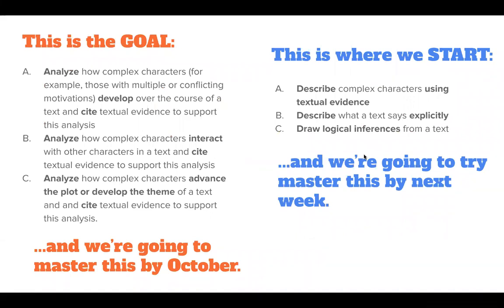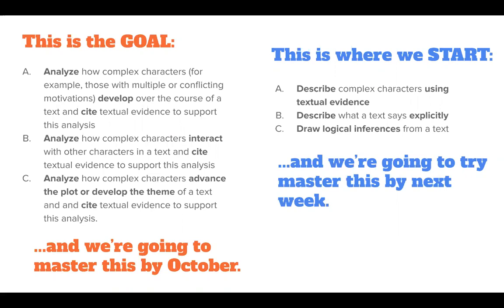We need to analyze complex characters, for example, those with multiple conflicting motivations, how they develop over the course of a text, and cite textual evidence to support this analysis. We need to analyze how complex characters interact with other characters in a text and cite textual evidence to support this analysis. And finally, we need to analyze how complex characters advance the plot or develop a theme of a text and cite text evidence to support the analysis.